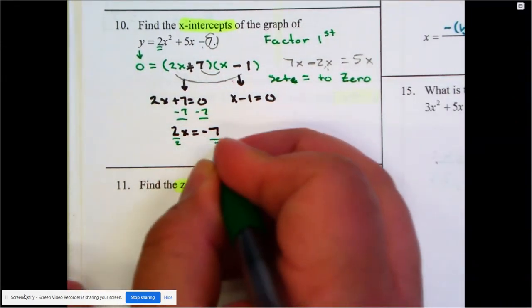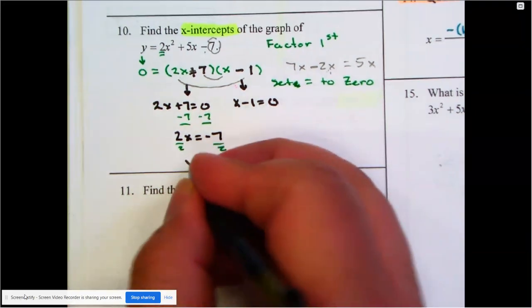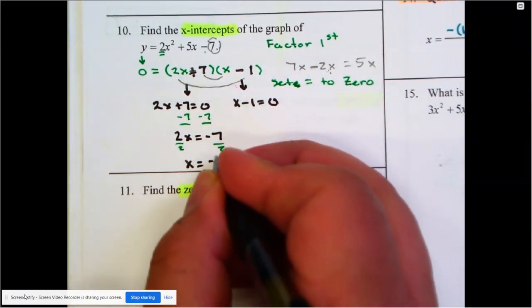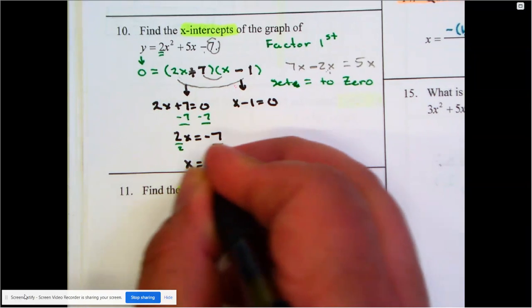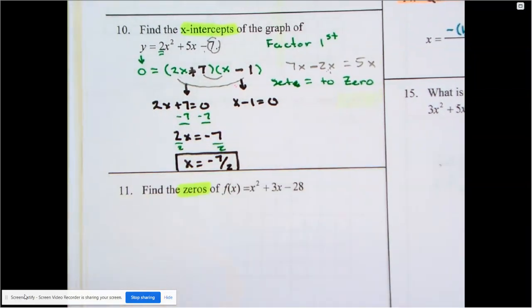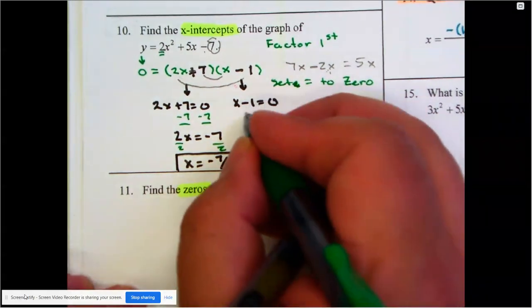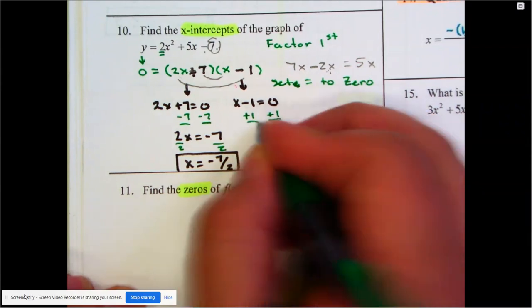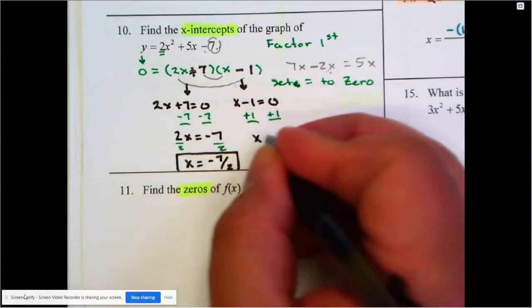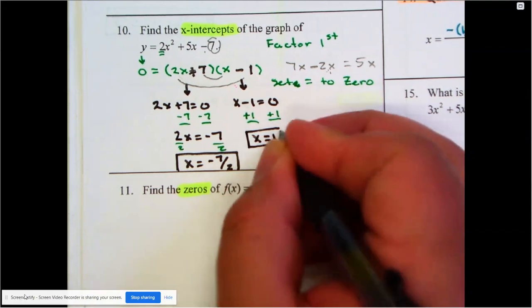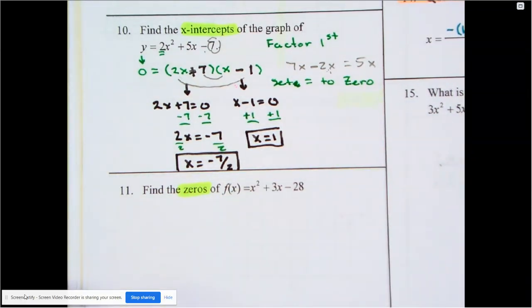Divide by 2. And even though it's a fraction, that's okay. My first x-intercept is negative 7 over 2. So we got our first one. The next one isn't as difficult. All I'm going to do is add a 1 to both sides. And so we get an answer that x is equal to 1. Just like that, using our factoring, we found the 2 zeros, aka x-intercepts of this graph. Even though we're not graphing, technically that's what we're finding.